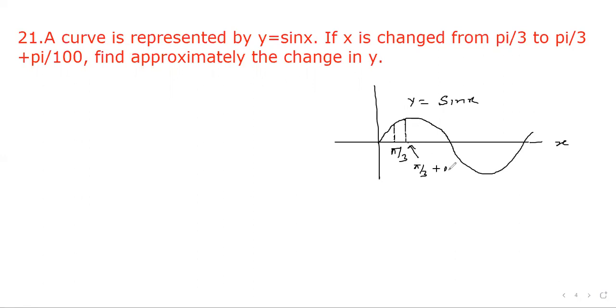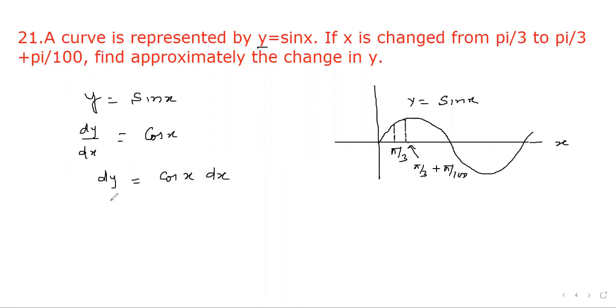Pi by 3 plus pi by 100. So we have to find out the corresponding change in y. Here we are going to apply a very simple technique. So y equal to sin x, if we find dy by dx, that will be cos x, or dy equal to cos x dx. We put the values here. We have to find out dy.